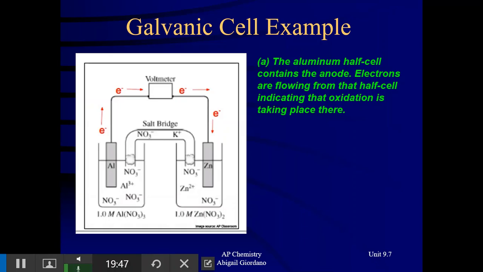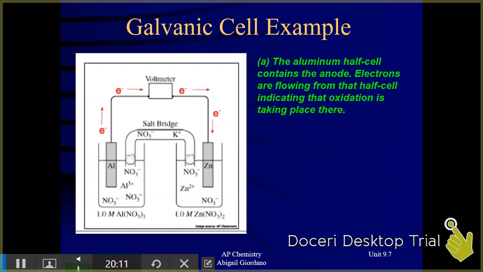Okay, the second question, part B, asked, what will happen to the mass of the zinc electrode as the cell operates? Well, I know that the zinc side, that's my cathode, and wherever the cathode is, that's where reduction is taking place. And this half reaction for this zinc half cell is taking place between zinc and zinc plus 2. So if it's being reduced, I want you to think about what that half reaction would look like.